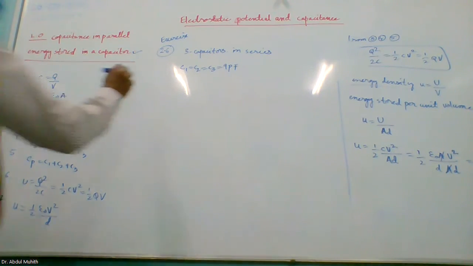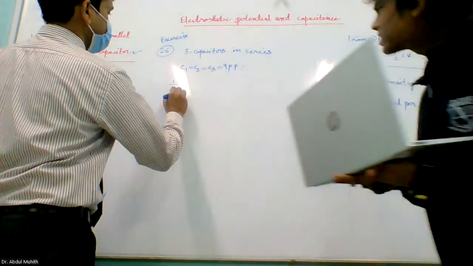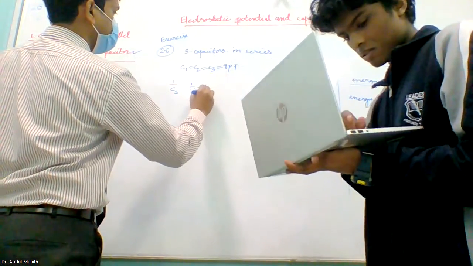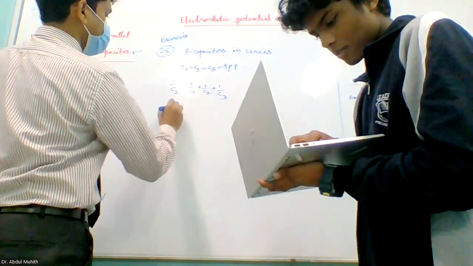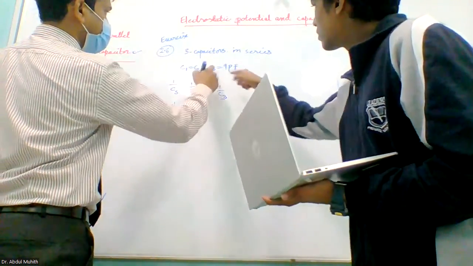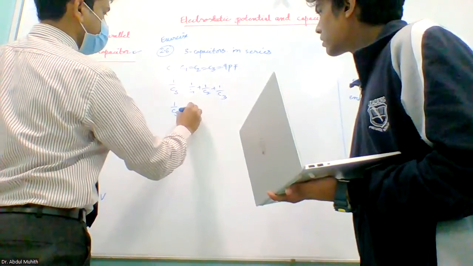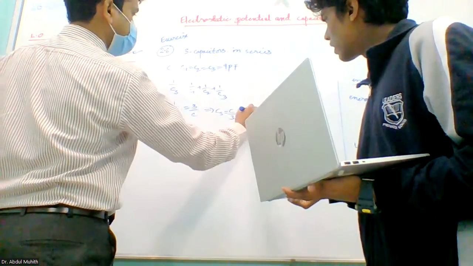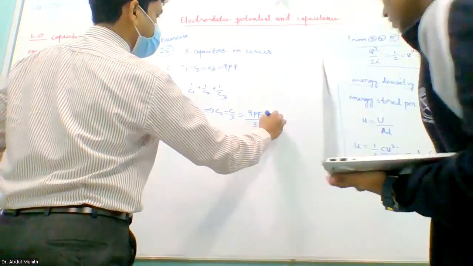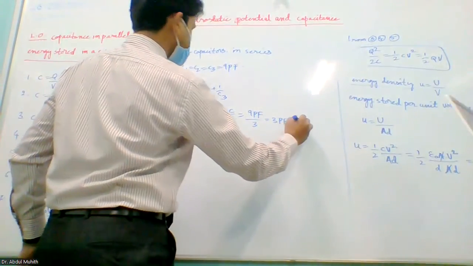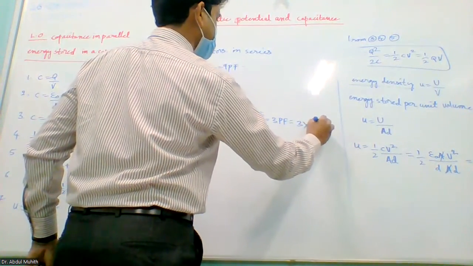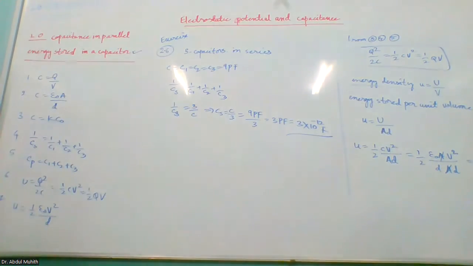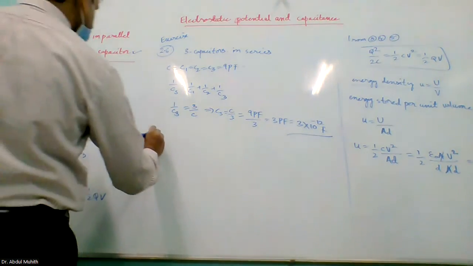Can you please calculate the effective capacitance in series? Quick. 1 by CS is equal to what? 1 by CS is equal to 1 by C1 plus 1 by C2 plus 1 by C3. So all are equal, right? So this is equal to 3 by C. So it will become CS is equal to C by 3. What is the C value? 9 picofarad by 3. That will become 3 picofarad. So the answer will be 3 into 10 to the power of minus 12 farads. Please note down the answer for this. 3 picofarads.